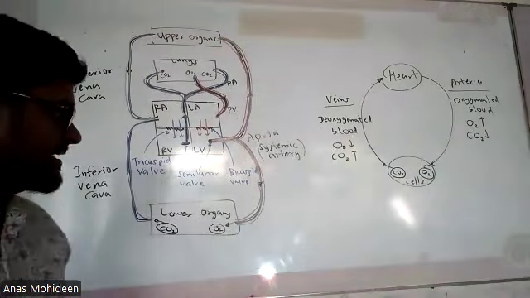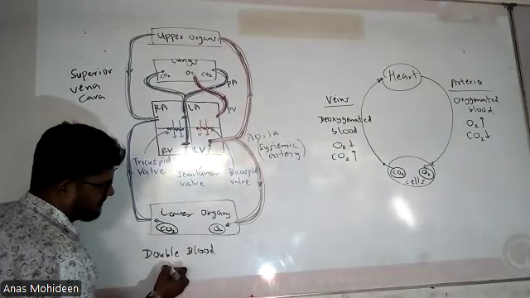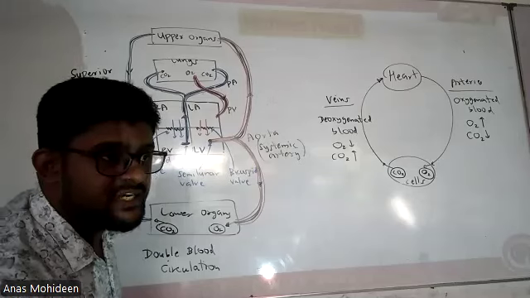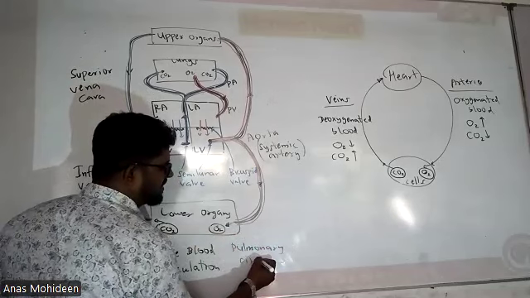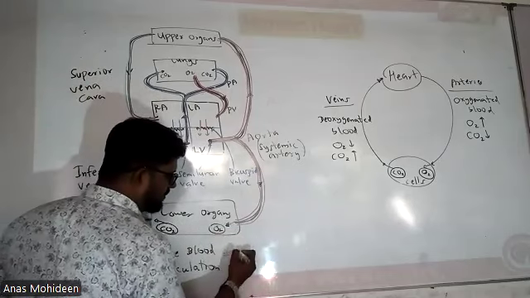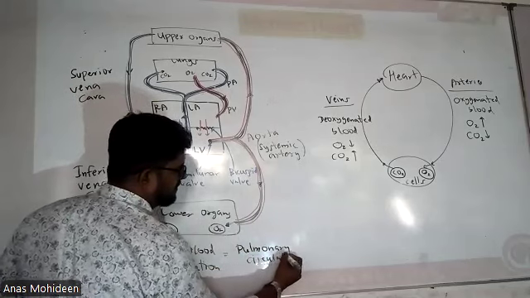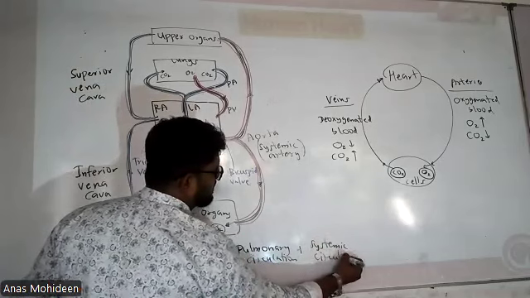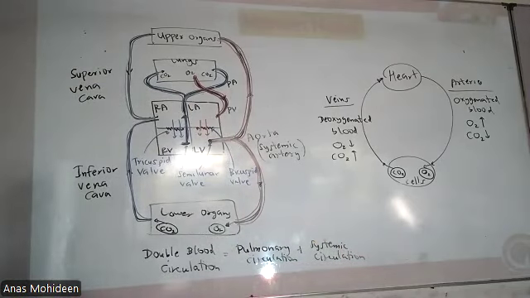So further we write: double blood circulation is equal to pulmonary circulation plus systemic circulation. So we say that once the blood goes throughout the body, it enters the heart 2 times.